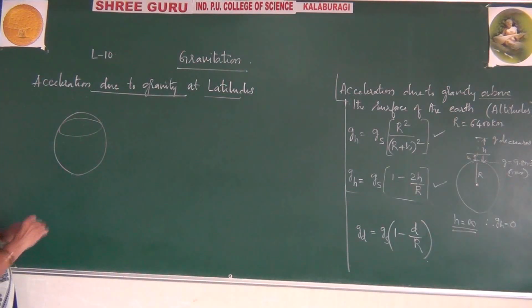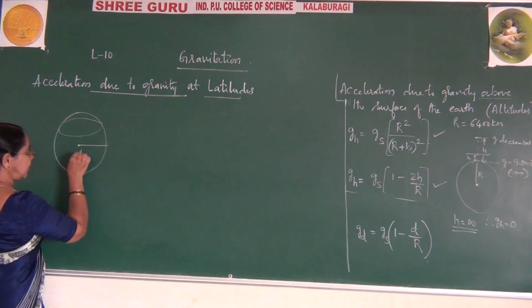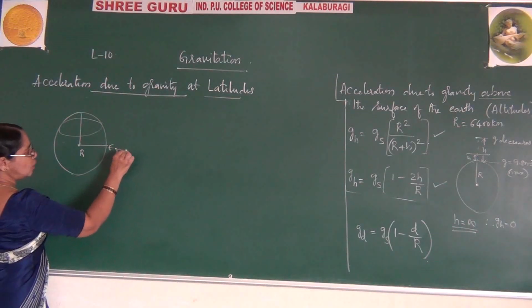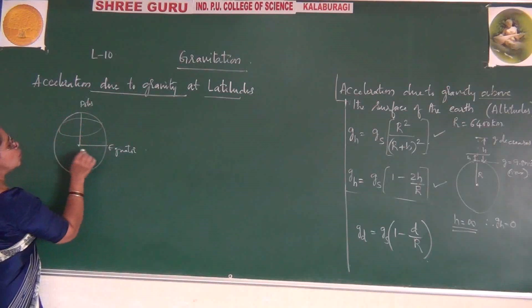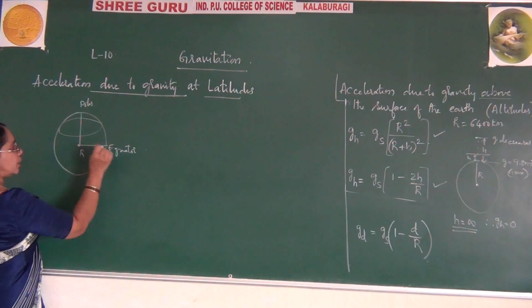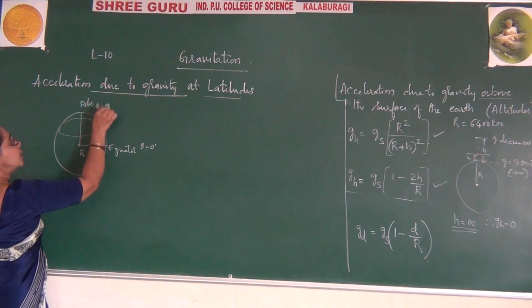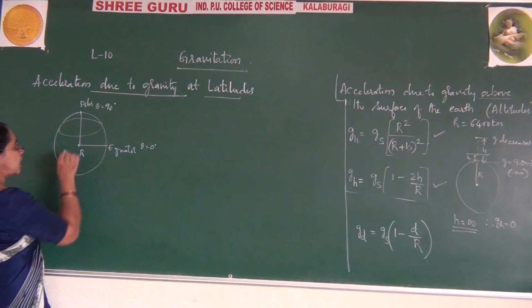So when it rotates, if I take this as the center of the Earth, and this is one radius, and this is called the equator. Let me tell you, this is the equator. This is said to be the poles. So theta equal to 0 here. Here theta is equal to 90 degrees, because exactly at right angles it is here. So the angle is 90.